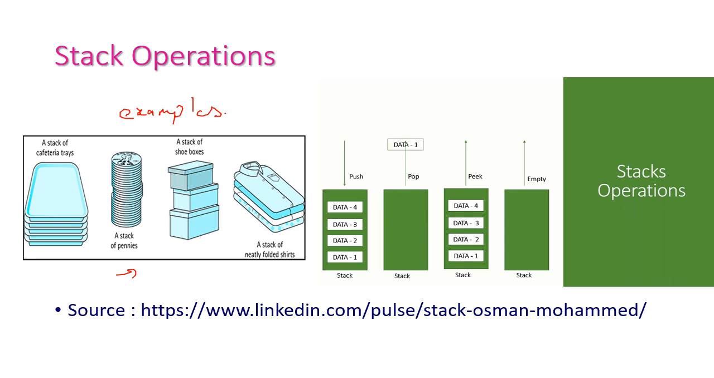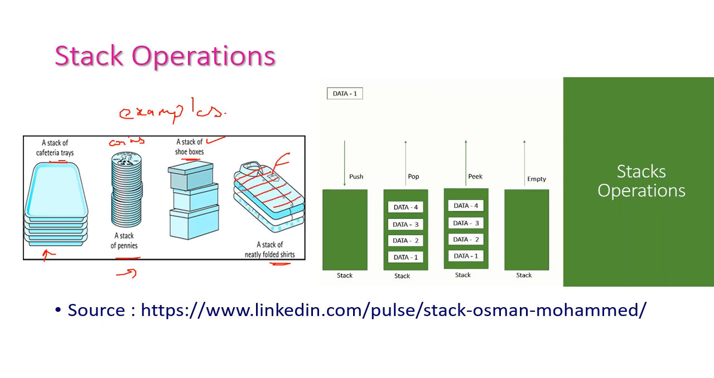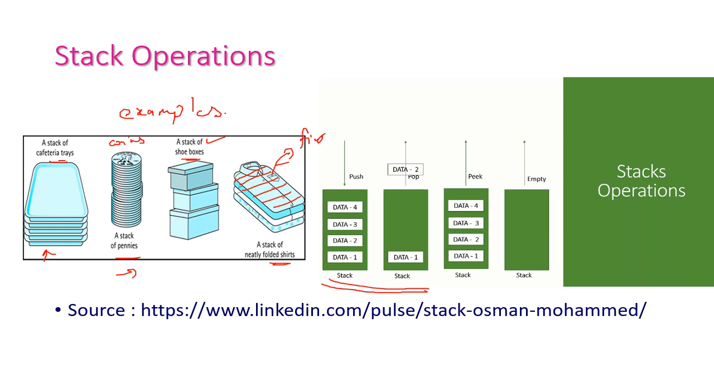And these are some examples of stack. Examples of stack: a stack of coffee trays, coffee trays will be arranged one by one. This is a stack of coins, this is a stack of boxes, and this is a stack of folded clothes. So if we arrange in this manner, which will be taken out first? The item which is placed at the top will be taken out first, that is last in first out. So these are the operations of stack.